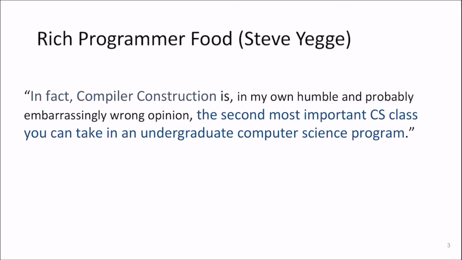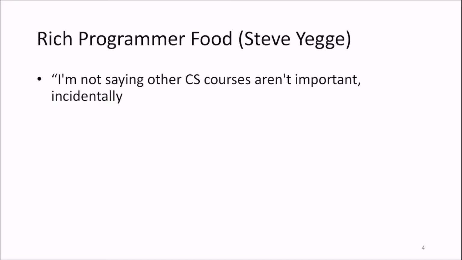In fact, Steve goes on to say, compiler construction is, in his own humble and probably embarrassingly wrong opinion, the second most important CS class you can take in an undergraduate computer science program. That's his opinion. I think the same as well. Compilers was one of my favorite courses when I was an undergrad. It's one of the reasons why I like teaching compilers, because it's an interesting, if challenging, course both to teach and to take.